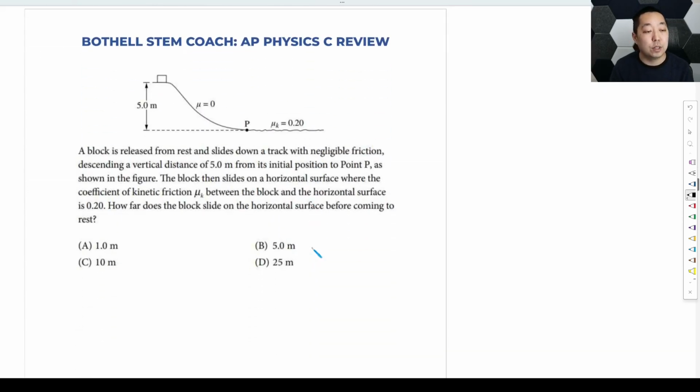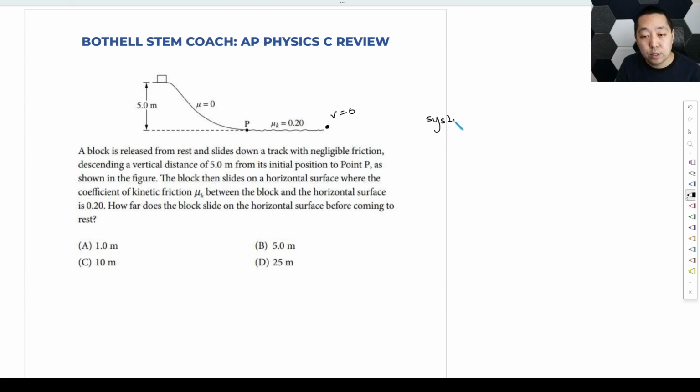So let's go through this. A block is released from rest and slides down a track with negligible friction, descending a vertical distance of 5 meters from the initial position to point P, as shown in the figure. The block then slides on a horizontal surface with a coefficient of kinetic friction mu k. How far does the block slide before coming to rest? So over here, it's going to come to rest, and we want to know how far it's going to go. Now, first of all, what's our system, right?